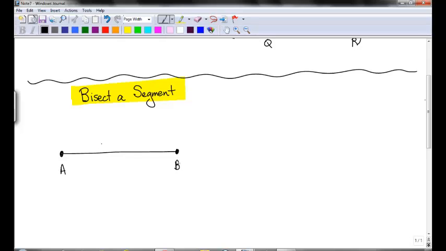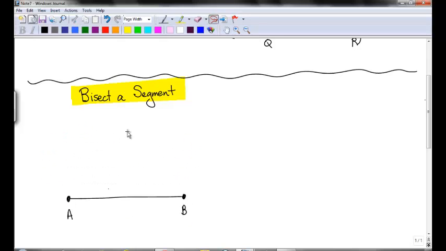Then it says place the compass at point A and adjust so that its width is greater than half of AB. So don't go just half, go greater than half. Put your point over here on A, and make a mark up here with your compass. You're going to make a little arc up here. Draw the arc, a pretty good size arc. It's going to show up with an arc up here, like that.